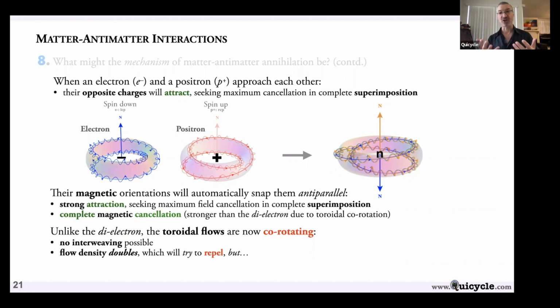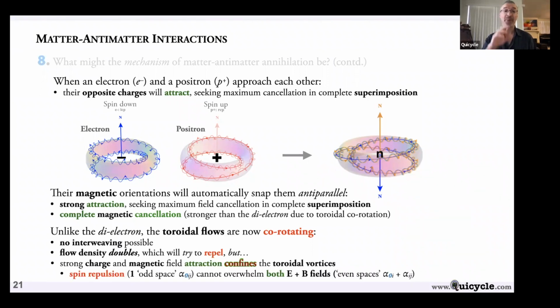And it's actually easy to try to do this with your hands, because electrons are left-handed and positrons are right-handed. We can now flip them anti-parallel, and then we'll see that our fingers are curling around from both hands in the same direction. So we have a co-rotation of toroidal flows. No interweaving is possible here, which means that the flow density is going to double. Now that's going to try and repel away, but it can't in this case, because it has a very powerful electric and magnetic attraction confining these toroidal flows.